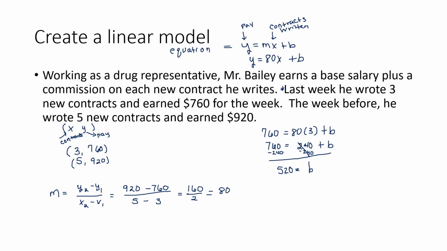So this lets me complete my formula, and my formula would then be y equals 80x plus 520. So now I do know that base salary, or that starting amount, that starting salary is $520 per week, and then for each contract written, $80 extra pay is given to Mr. Bailey.